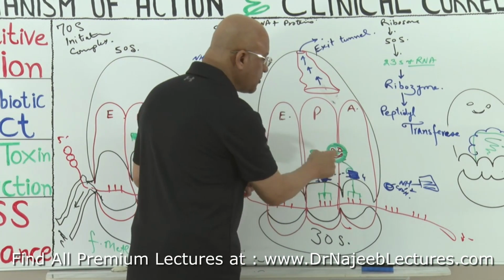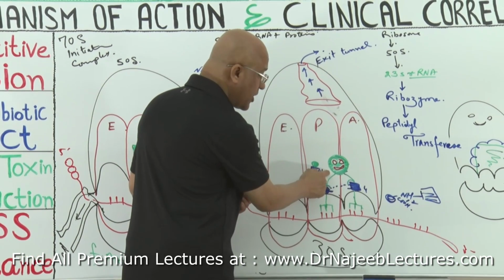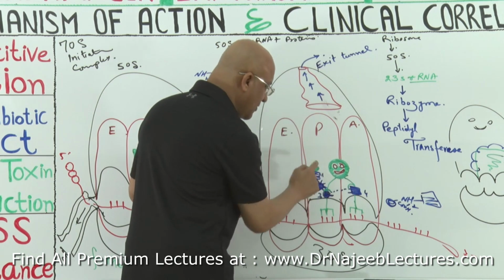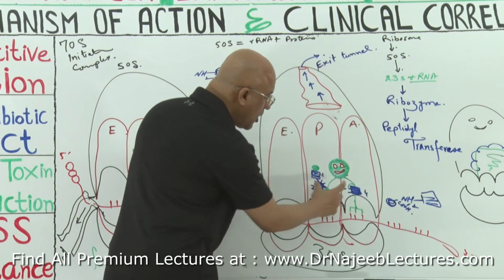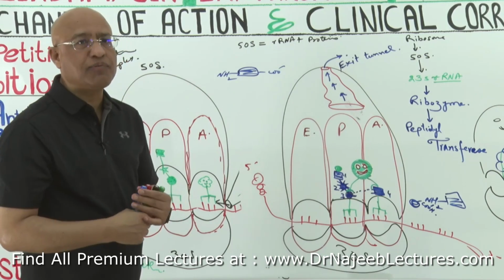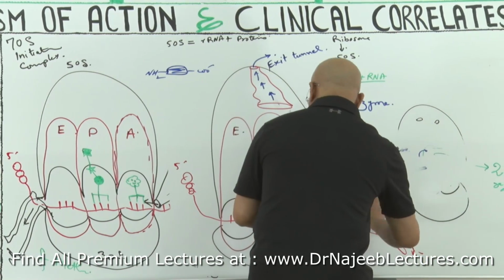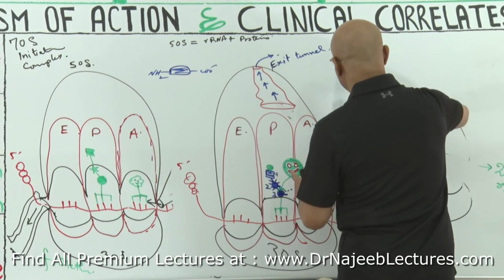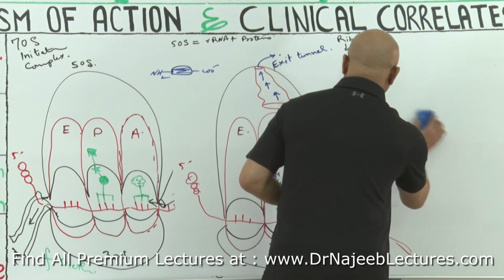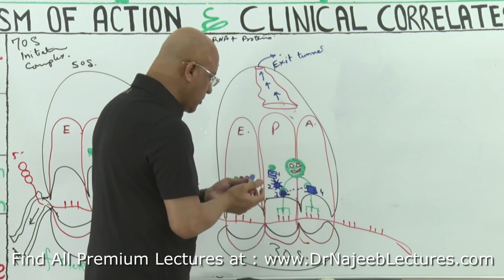Now, who has made this bond? The 23S ribosomal RNA, or the ribozyme, or the peptidyl transferase, right? They are one and the same thing. Now, once this bond is formed, immediately after that, another thing will happen. Now, our drugs are going to work on this area. As soon as this bond is formed, what will happen?